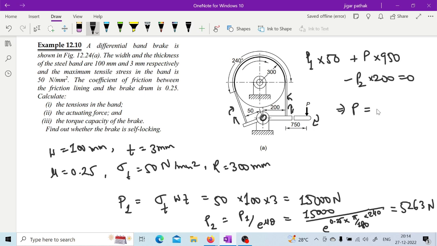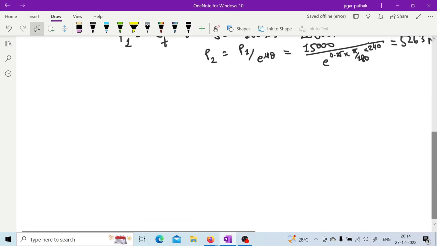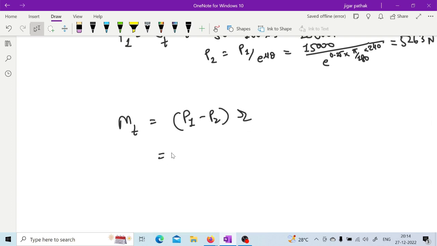Yes, sir. 318.7 Newton. Okay. It is almost 318.7 Newton. So now, once you have this, the torque capacity can be calculated in this band brake. Here, braking torque is given by (P1 minus P2) into R. So this also can be calculated, you have all the data with you.